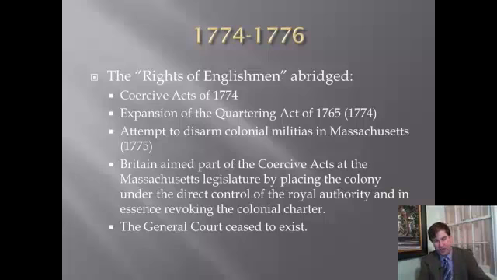Yeah, you have the Coercive Acts and they're horrible, and you've got the Quartering Act and closing down the Boston port and all these other things. The Administration of Justice Act, so you have all these things going on within the Coercive Acts. But really, what they're saying is, you've closed down our government, you've destroyed our Constitution, and we're not going to stand for that.